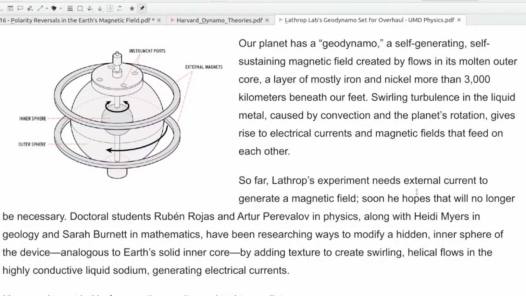Go ahead. All right. So far, Lathrop's experiment needs external current to generate a magnetic field. Soon, he hopes that will no longer be necessary.